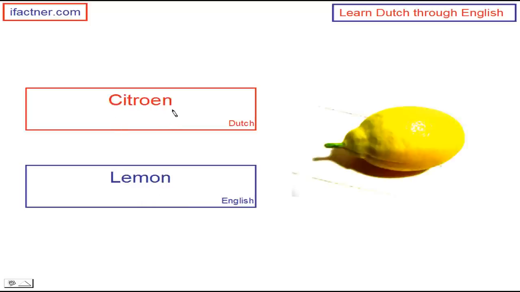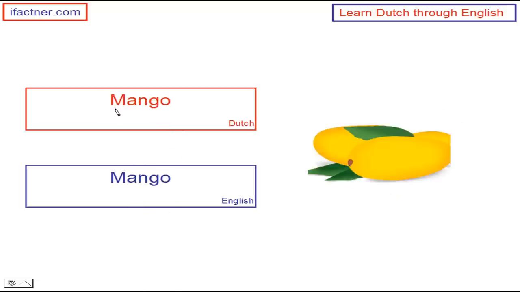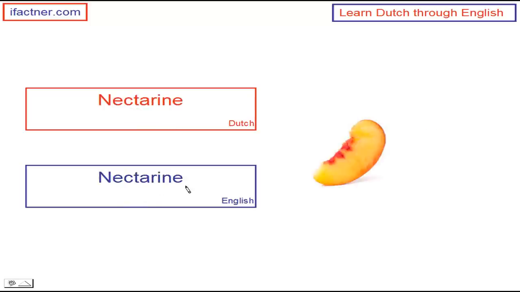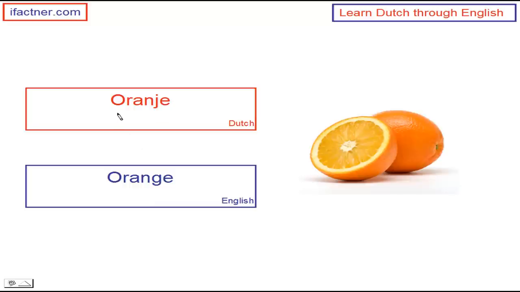Lemon is called citroen. C-I-T-R-O-E-N. Citroen. Mango is called mango. M-A-N-G-O. Mango. Nectarine is called nectarine. N-E-C-T-A-R-I-N-E. Nectarine. Orange is called oranje. O-R-A-N-J-E. Oranje.